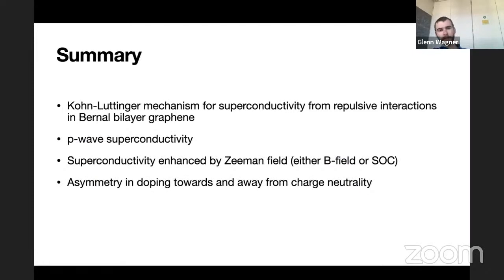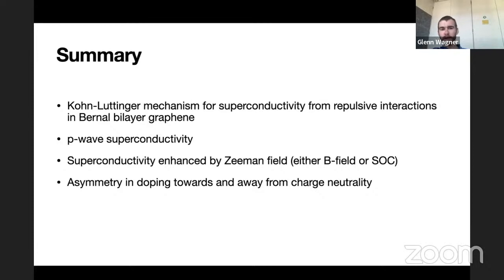So that's the end of my talk. Let me conclude. I've presented a Kohn-Luttinger mechanism for superconductivity, which really only needs repulsive interactions in Bernal bilayer graphene. There are no phonons in this model.